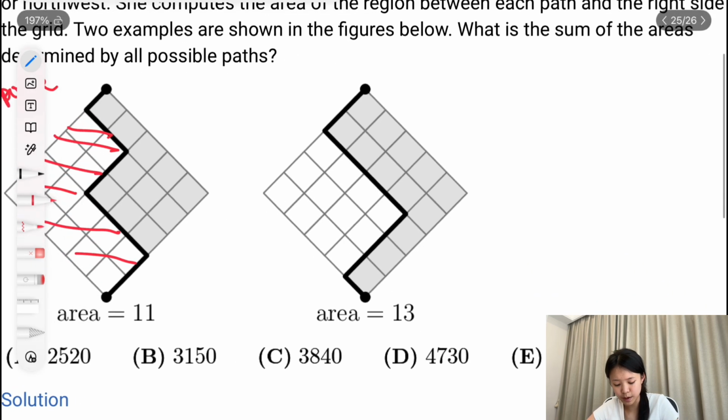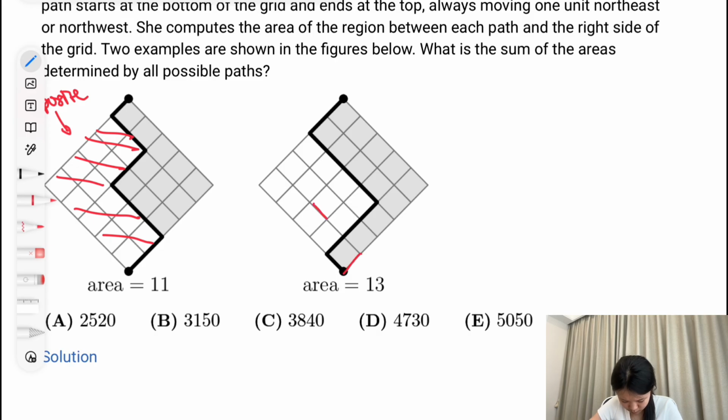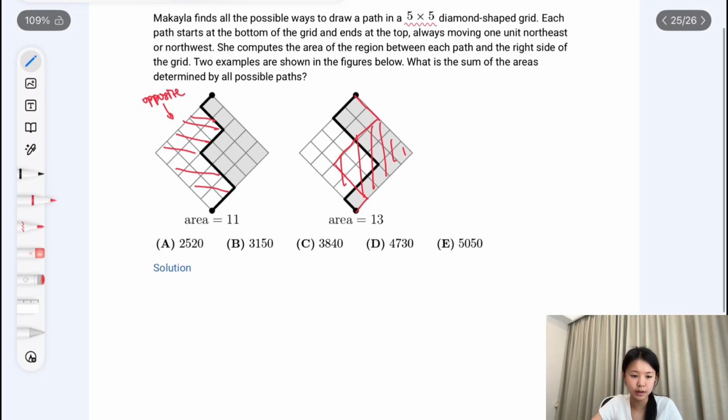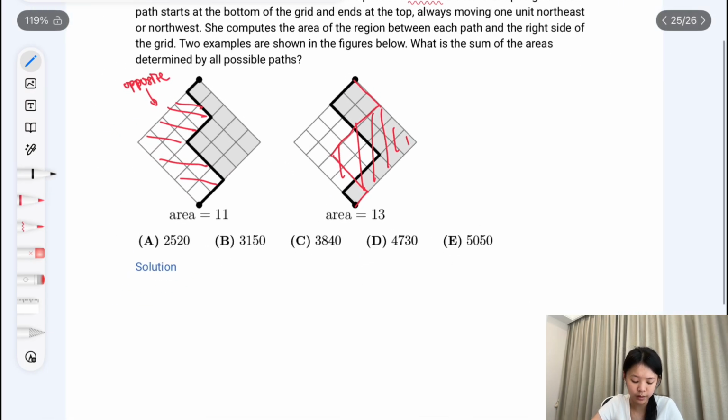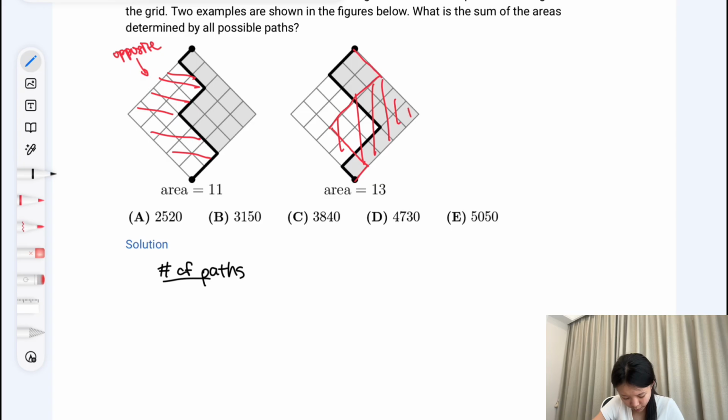So for example, for this path, the opposite side would look something like this. Now shown in the red path, the opposite side would be here. So what this means is that to find the total area of all the paths, all we have to do is find the number of paths divided by 2, and then times 5 times 5.